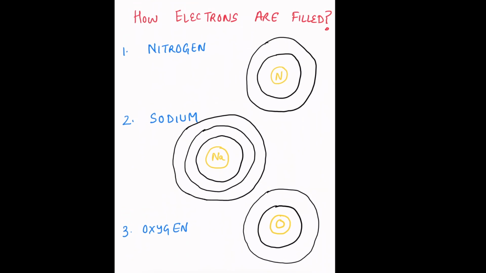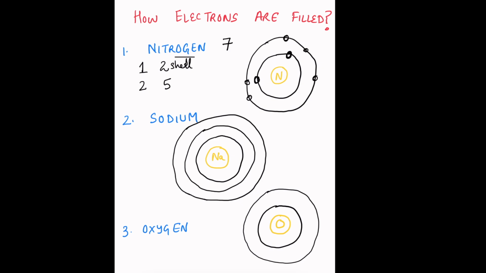Let's do certain examples. The first one is nitrogen. The atomic number of nitrogen is 7. So shell 1 has 2 electrons and then shell 2 will have the remaining electrons, which is 5. So this is the first shell, which has 2 electrons, and then the outermost shell, which is called the valence shell, will have 5 electrons.